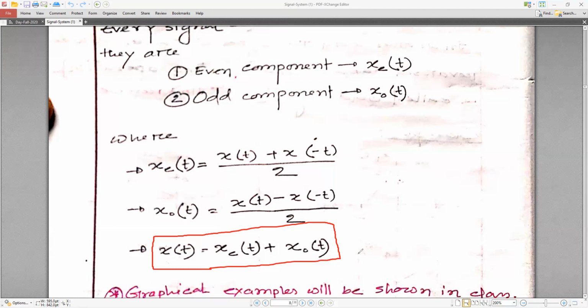x(t) is equal to x_e(t) plus x_o(t). Okay, so just try to remember the equation.